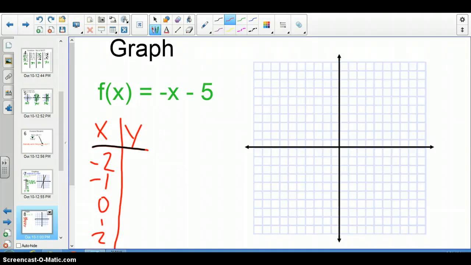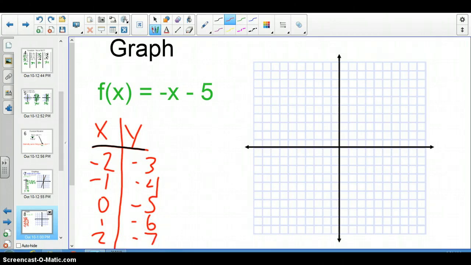So plug negative 2 in. Negative 2 times a negative is positive 2, minus 5 is negative 3. Negative 1, negative times a negative is positive 1. 1 minus 5 is negative 4. 0, plug that in, you get negative 5. 1, you get negative 6. 2, you get negative 7.